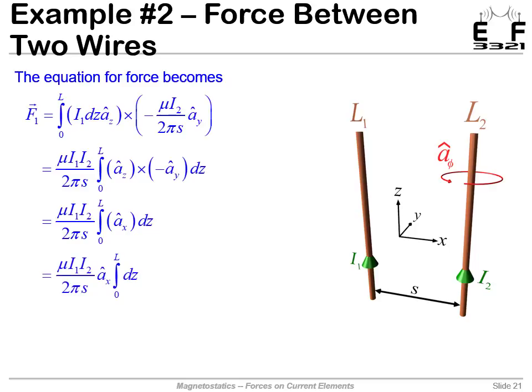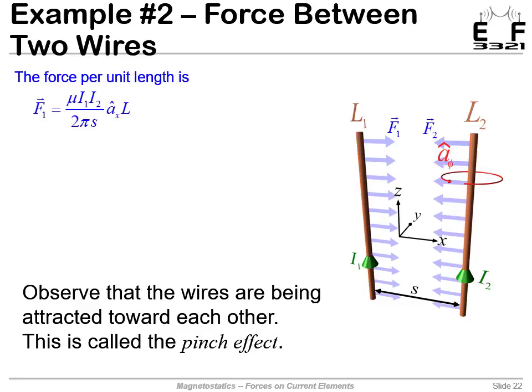Now we just have an integral from 0 to L of dz. This entire integral is then just L. So that's our answer for the force. For the force per unit length, we had this length L, we'll bring the L over to the other side. And of course it's F over L, that is the force per unit length.